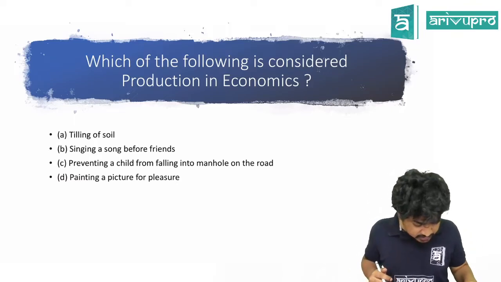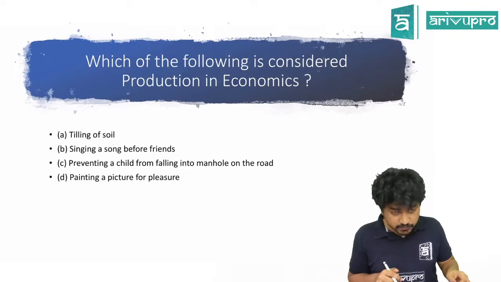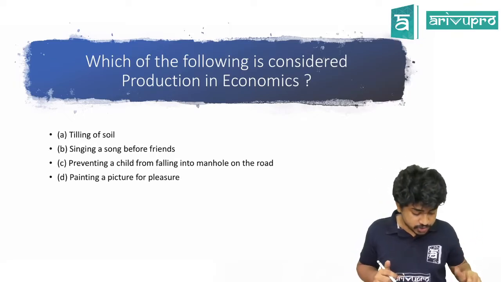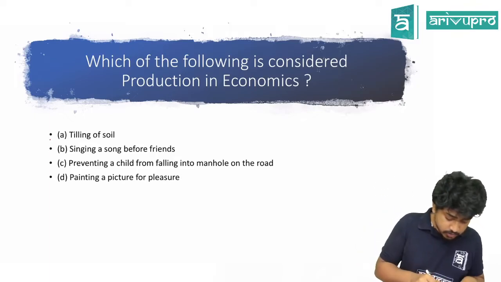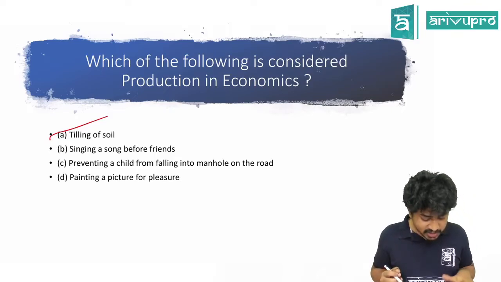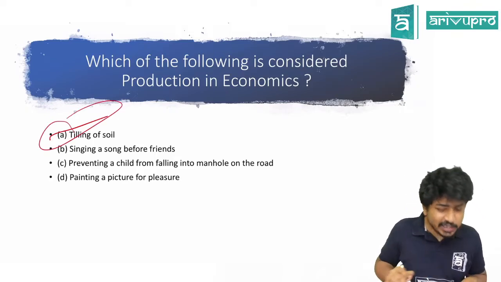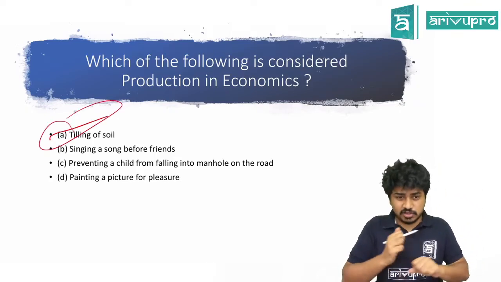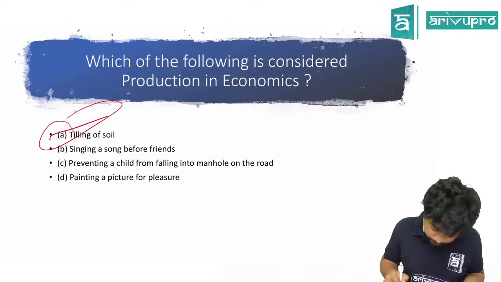Which of the following is considered as production in economics? Tell me. Which of the following activities is considered as production in economy? Tilling of soil, singing a song before friends, preventing a child from falling into a manhole, painting a picture for pleasure. Answer is A. Tilling of soil. Therefore, agriculture or other purposes called tilling of soil. Done.